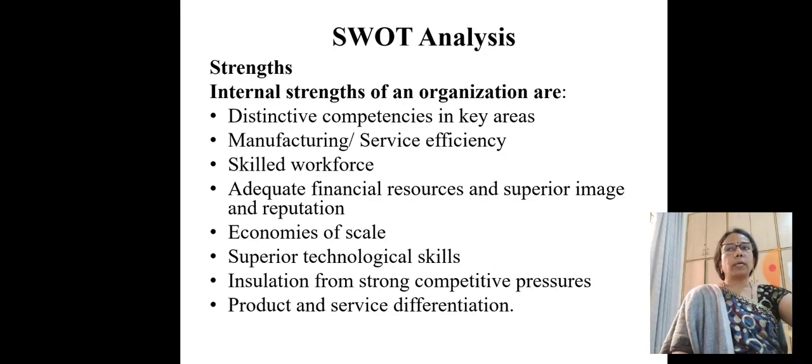Now, how to use SWOT analysis? Well, when beginning a SWOT analysis of a product or firm, we must go through each section individually, starting with strengths. Well, as you can see on the slide, internal strengths of an organization are distinctive competencies in key areas, manufacturing or service efficiency, skilled workforce, adequate financial resources and superior image and reputation, economies of scale, superior technology skills, insulation from strong competitive pressures, and product and service differentiation.